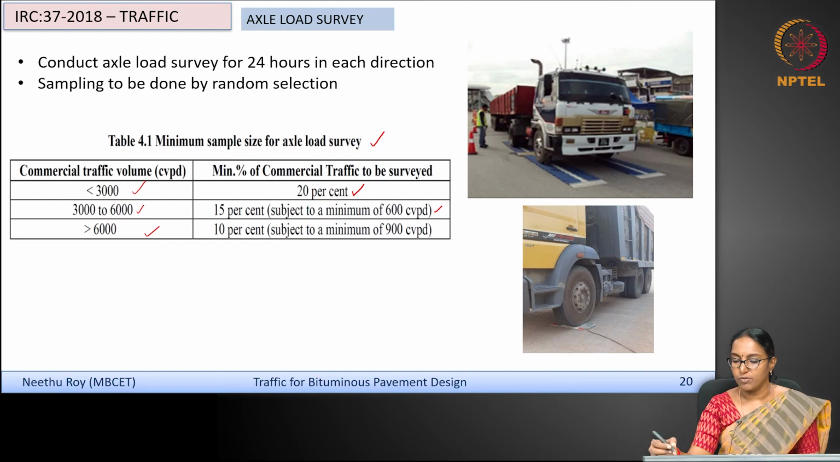These are some of the pictures wherein this is a bigger kind of pad that is used for the axle load data collection, whereas this is a small portable type of weigh pad being used for finding the axle loads. So this is how the sampling is done, and then the axle load data will be collected.